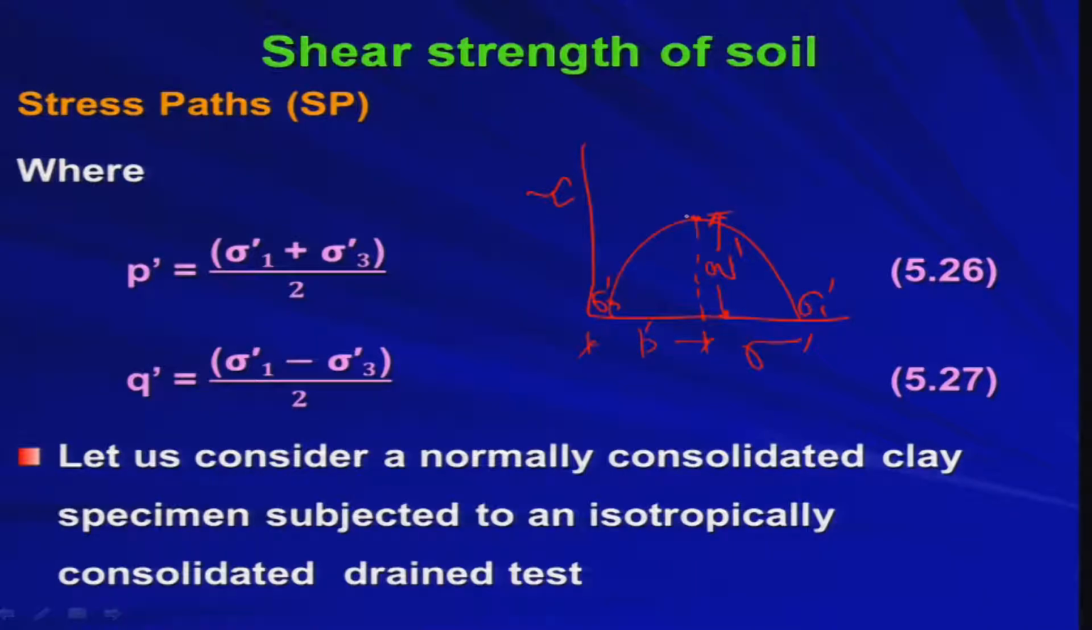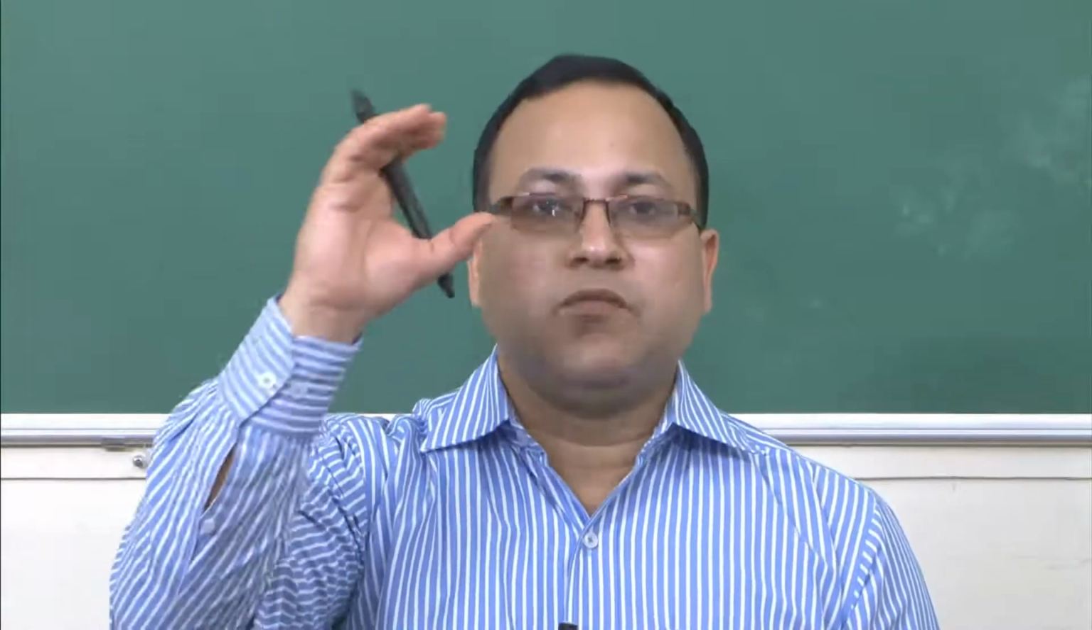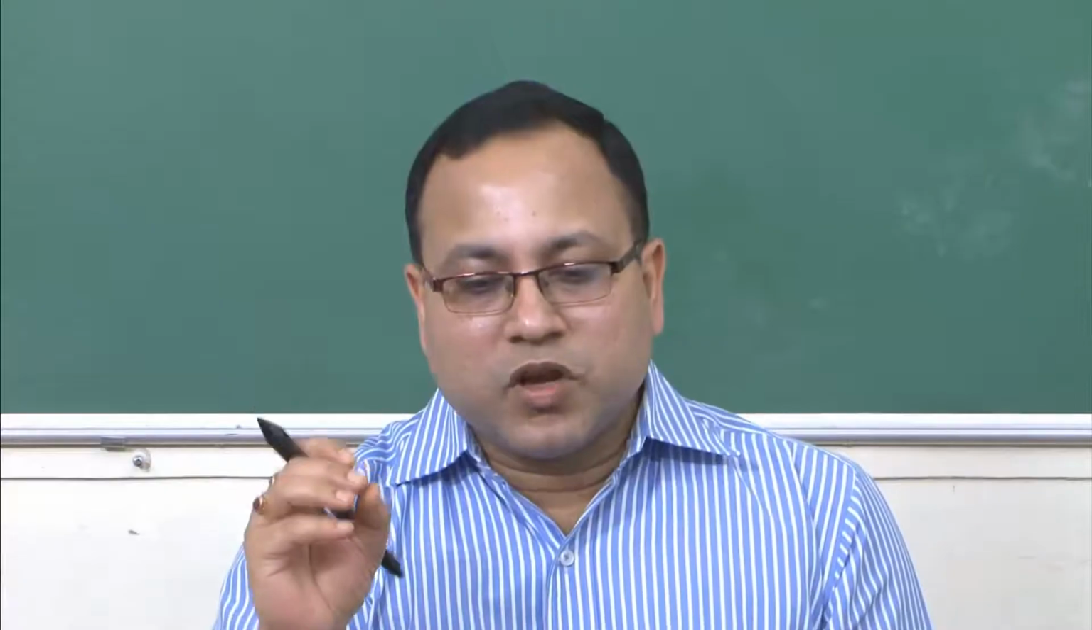Now, let us consider a normally consolidated clay specimen subjected to an isotropically consolidated drained test. We are considering some kind of test, and let us see how we can develop the stress path for that particular test. Since it is normally consolidated clay, there will be only phi. C will not be there, as we have already seen for the consolidated drained test, because you get the C intercept for over consolidated clay.